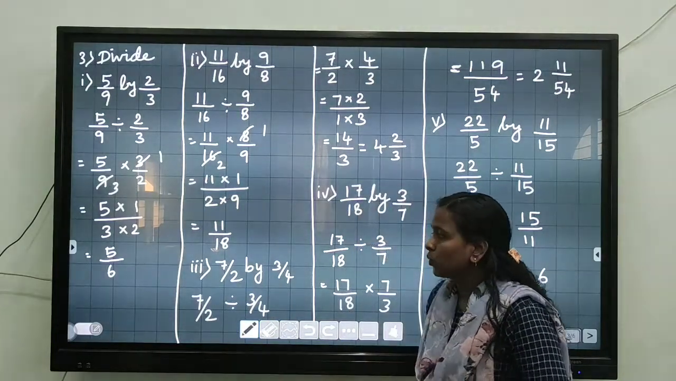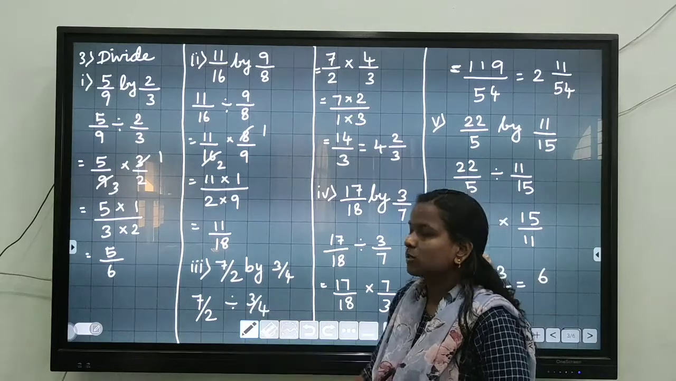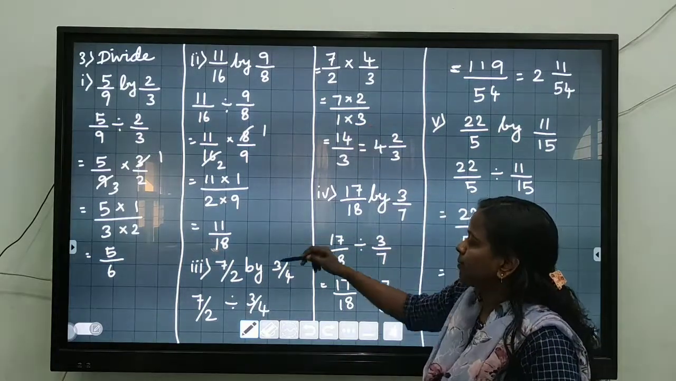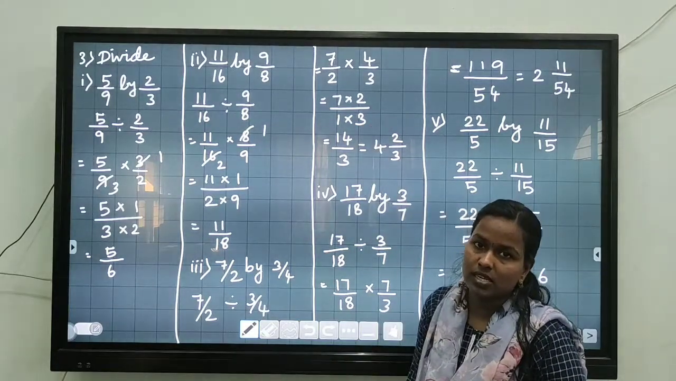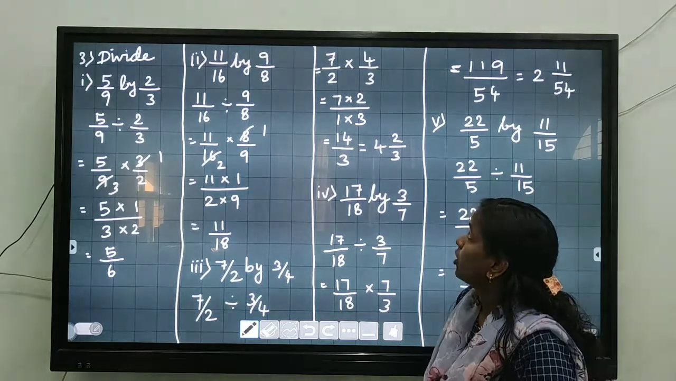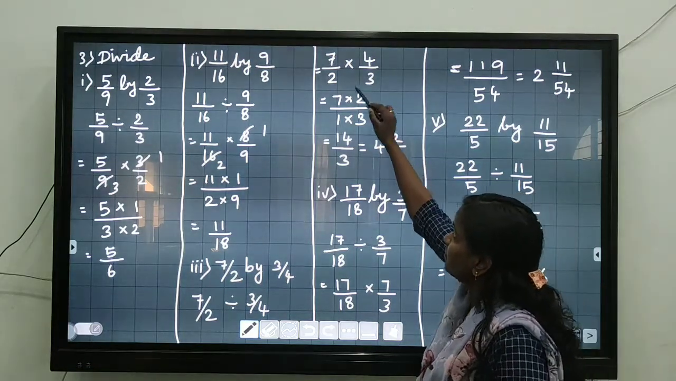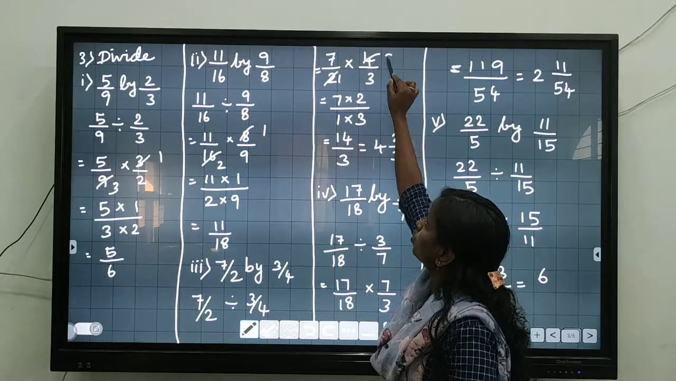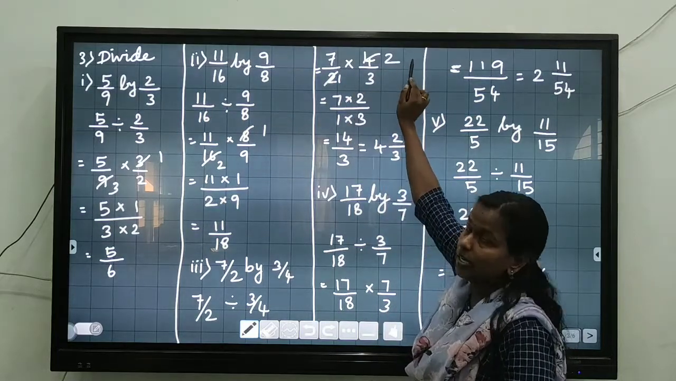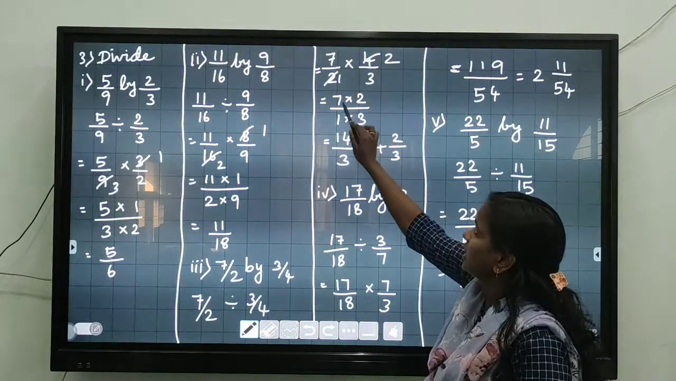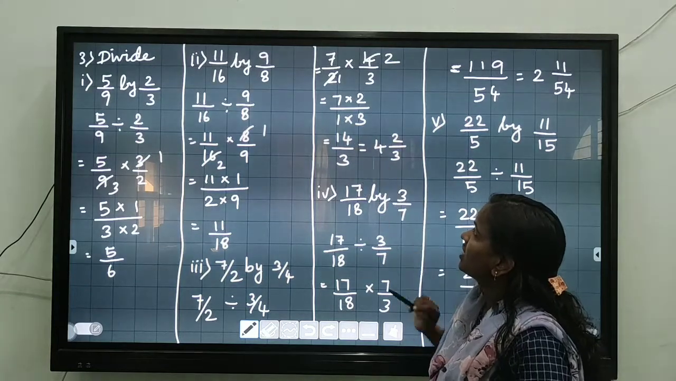Next one, 7 by 2 by 3 by 4. Change by as division. Next step, change this 3 by 4 as a reciprocal of 3 by 4. Then you will get 4 by 3. If you cancel this one, 1 2s are 2, 2 2s are 4. So remaining 7 multiplied by 2, 1 multiplied by 3. So 7 2s are 14, 1 3s are 3.